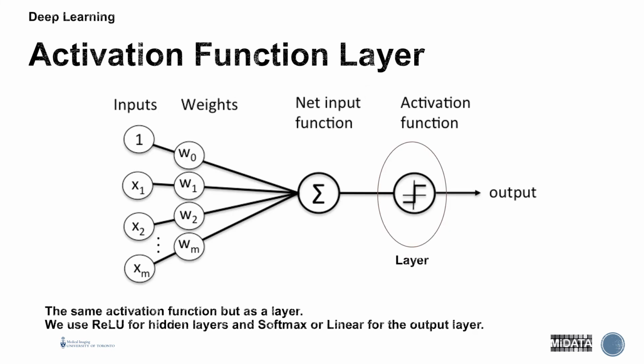Now next is the activation function layer. As we discussed earlier, when we're talking about a node and the activation function of a node, we have here the same thing, but as a layer, like an entire layer. And in this case, as I mentioned in a previous slide, we use the ReLU activation function for hidden layers, and then the softmax or linear activation function for the final output layer.